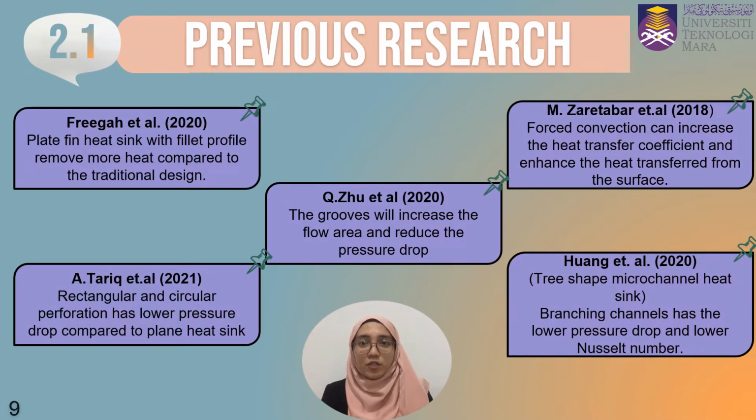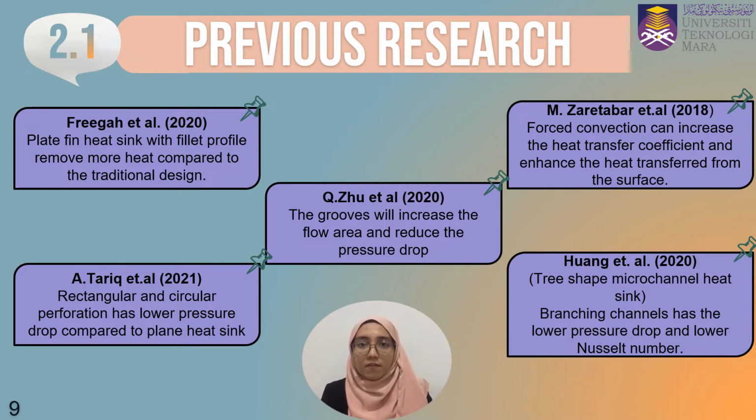This study was conducted based on previous research. The first one is from Frega et al. It said that plate fin heat sink with fillet profile removes more heat compared to the traditional design. Next, Tari et al. found that the rectangular and circular perforation has lower pressure drop compared to the plain heat sink. After that, Zhu et al. found that the groove will increase the flow area and reduce the pressure drop.